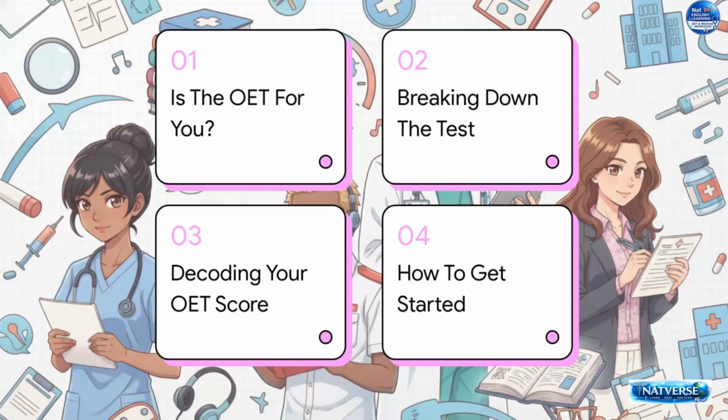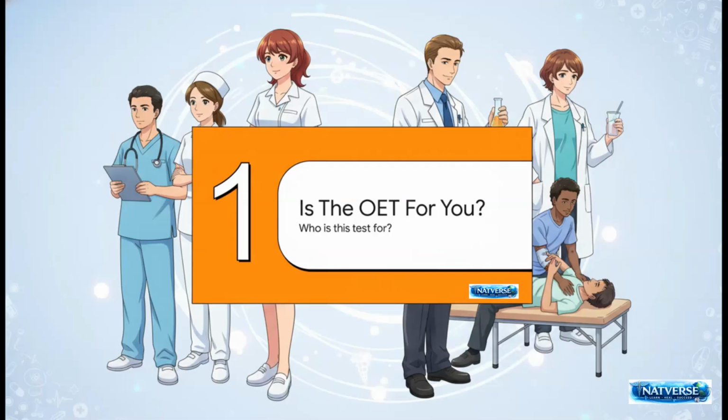So, here's what we've got on tap. First, we'll figure out if the OET is the right fit for you. Then, we'll break down the test itself, section by section. After that, we'll decode the scoring system so it makes perfect sense. And finally, we'll walk you through the exact steps you need to take to get started. Ready? Let's do it. Okay, first things first.